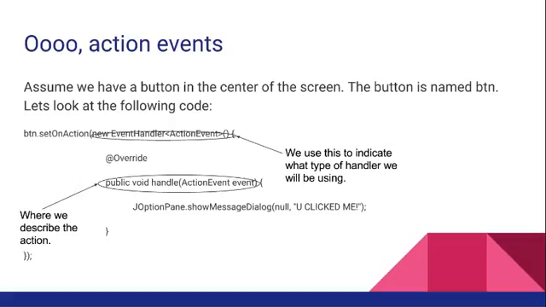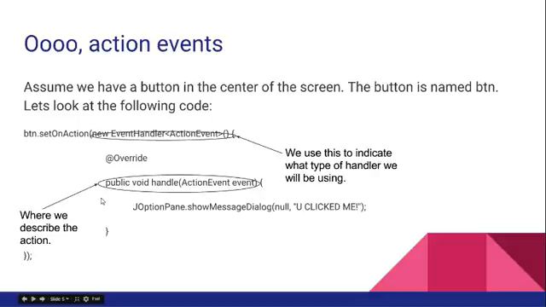Okay. Alright, action events. So assume we have a button on the center of the screen. The button is named button. Now let's look at the following code. So we have a button, and when we click the button, we're going to call this thing in here.